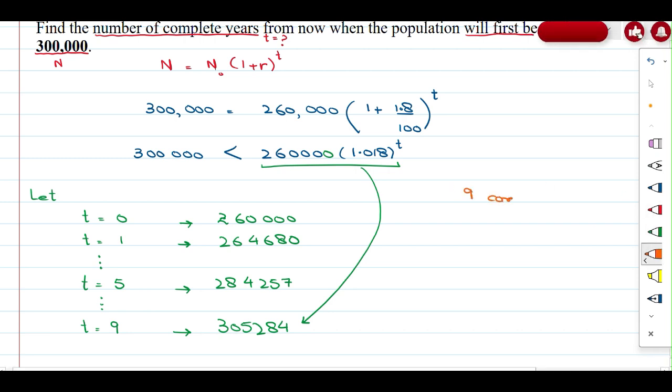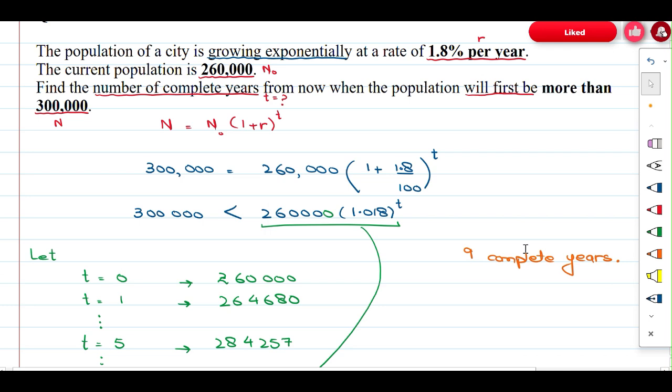9 complete years. As you can see, when you put t equals 8, the value is 29 something. But t equals 9 is the first value of t whose population is more than 300,000. At t equals 10, it is the second value which is more than 300,000. But we need to pick the first one that gives a bigger answer than 300,000, right? So this is the first one.